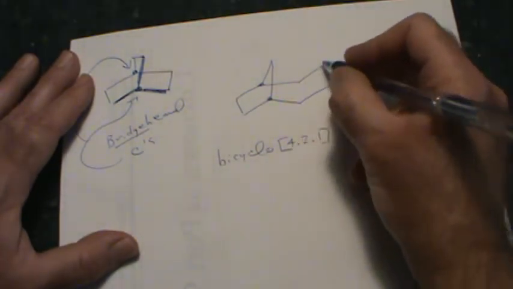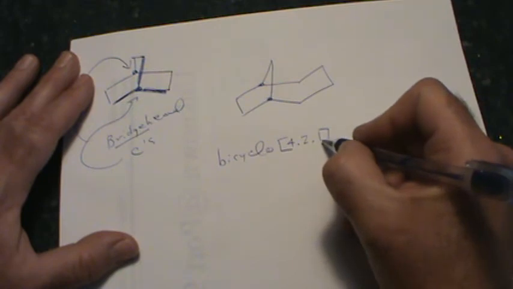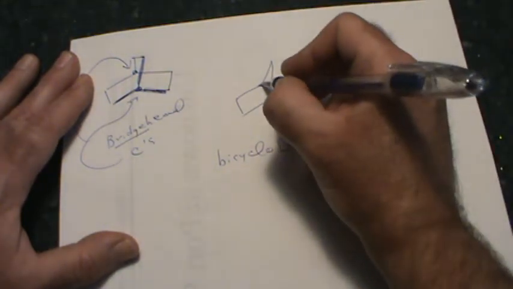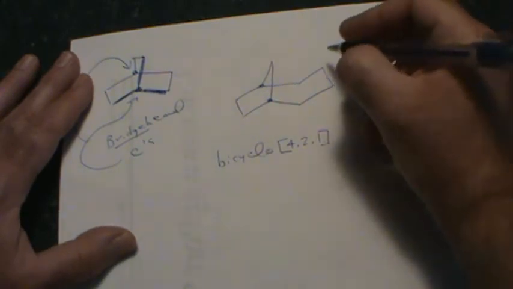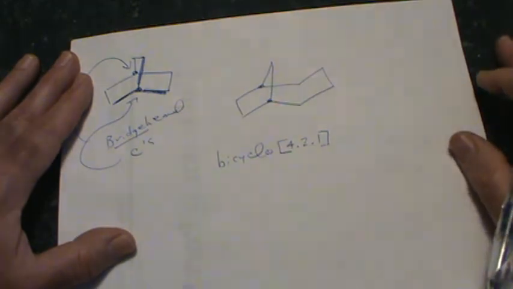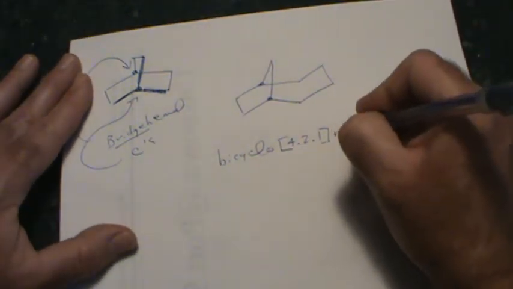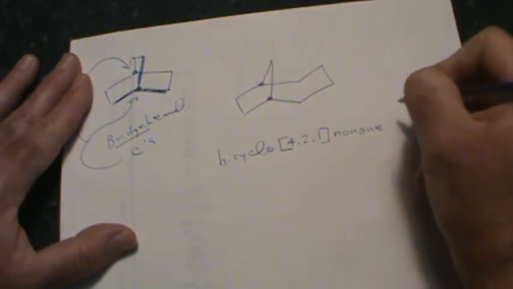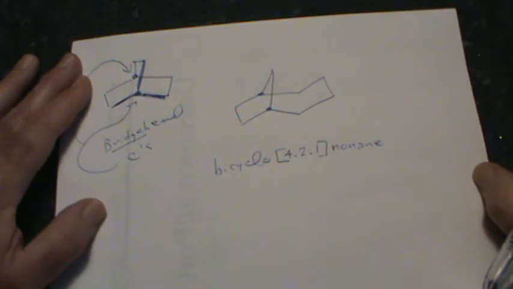Well, if I have a 4 carbon bridge and a 2 carbon bridge and a 1 carbon bridge, that adds up to 7, plus the 8th and the 9th carbon are the bridgehead carbons themselves, 9. Or we could just count 2, 4, 6, 8, 9. There's 9 carbons there. The 9 carbon alkane would simply be a nonane. So this is a bicyclo 4-2-1 nonane.